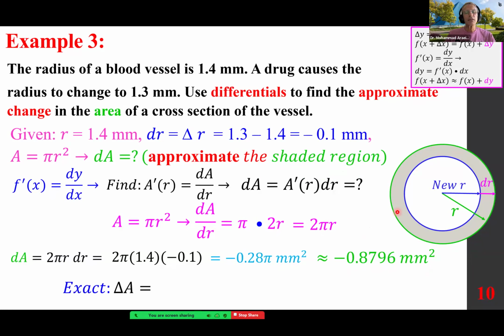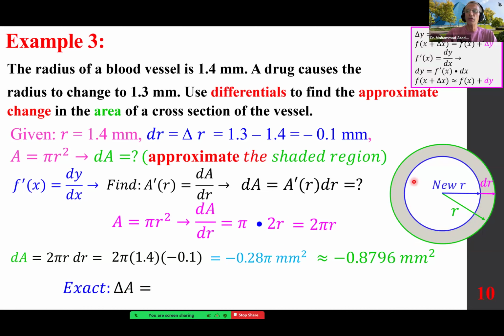The exact change is delta A. How would you find the shaded region? This is going back to algebra, everybody. How do we find delta A, the change? Never mind calculus. The change in the area. Delta A represents the exact change in the area, like delta 1. We want the shaded region.